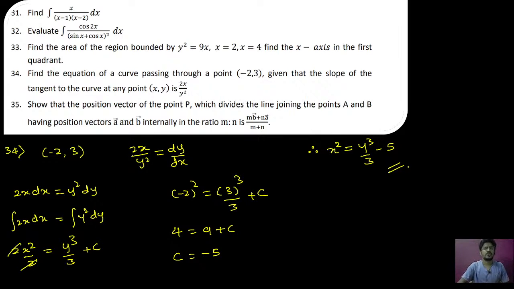Problem number 34. It is a problem on differential equations. Very easy problem. dy by dx equals 2x by y square, they have given. So just you have to simplify it. So now you say quickly, have you understood this? You have to find the value of c and you have to write it in your answer.